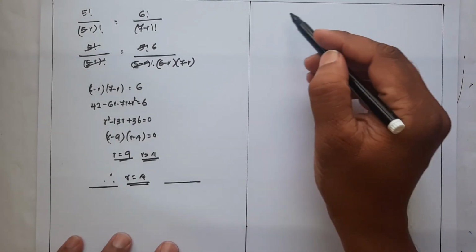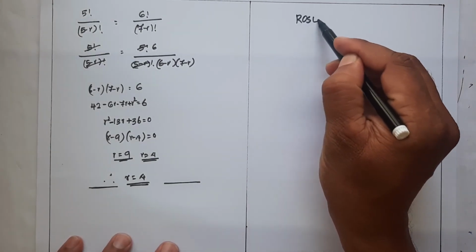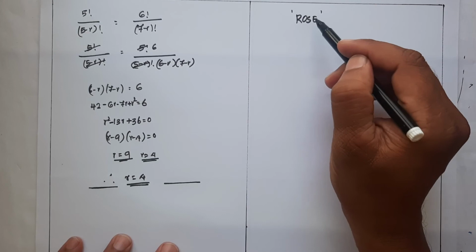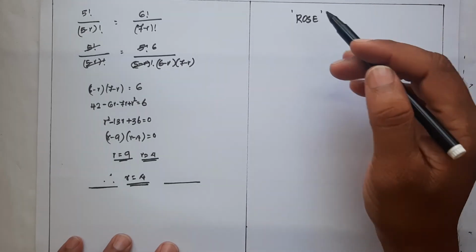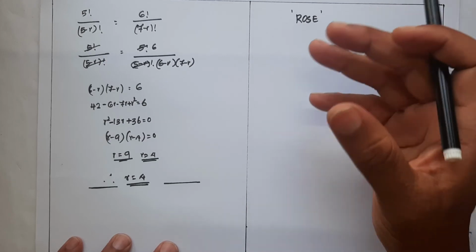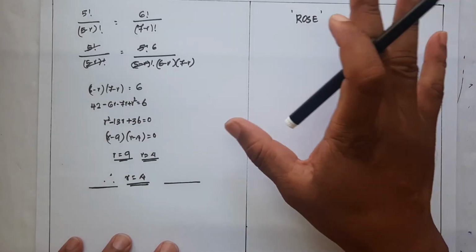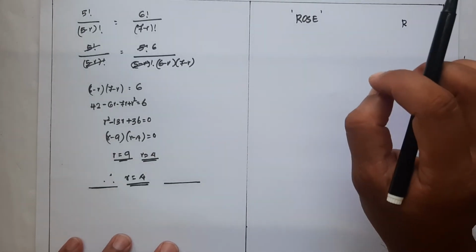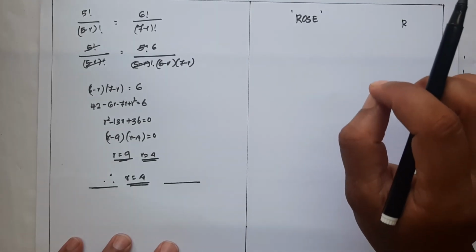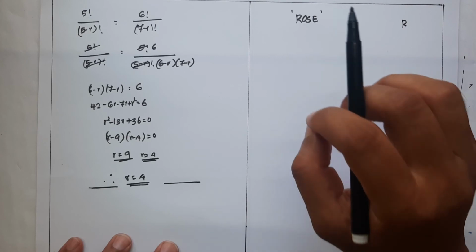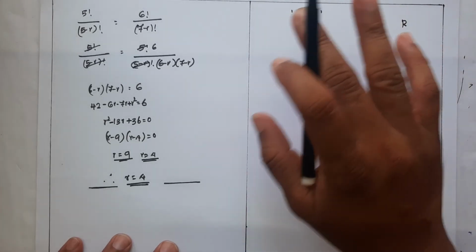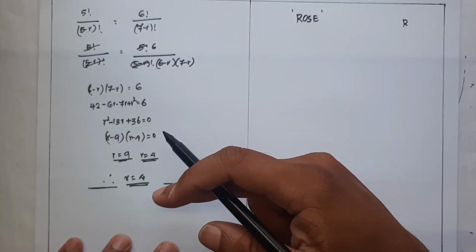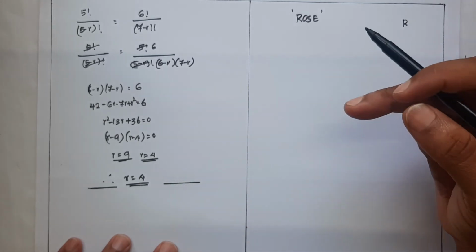For example, I consider the word rose. It's a very simple example. The word rose contains 4 letters. Our question is, how many 2-letter words can be formed using the letters of the word rose? The condition is that repetition of letters is not considered. In permutation, the NPR definition is used where repetition of elements is not considered. The NPR formula is n factorial by (n minus r) factorial.